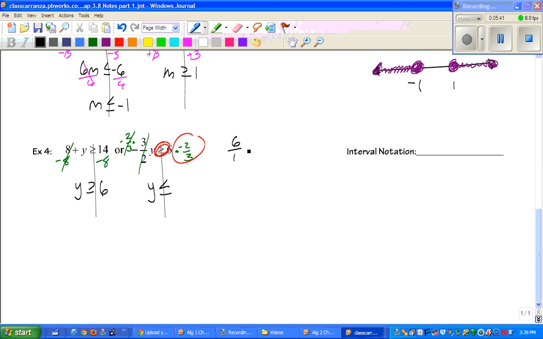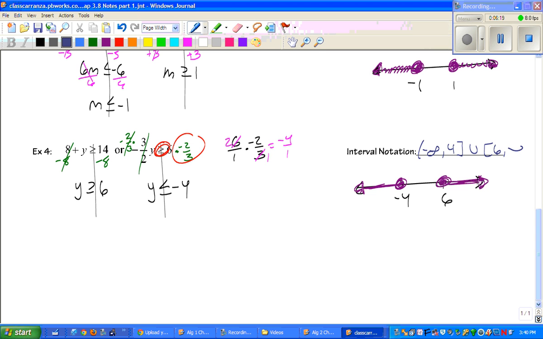Now off to the side, 6 over 1 times negative 2 over 3. We can reduce that, so it's negative 4 over 1, which gives us negative 4. So y is less than or equal to negative 4, and then greater than or equal to 6. Interval notation, negative infinity to negative 4, union that with 6 to positive infinity.